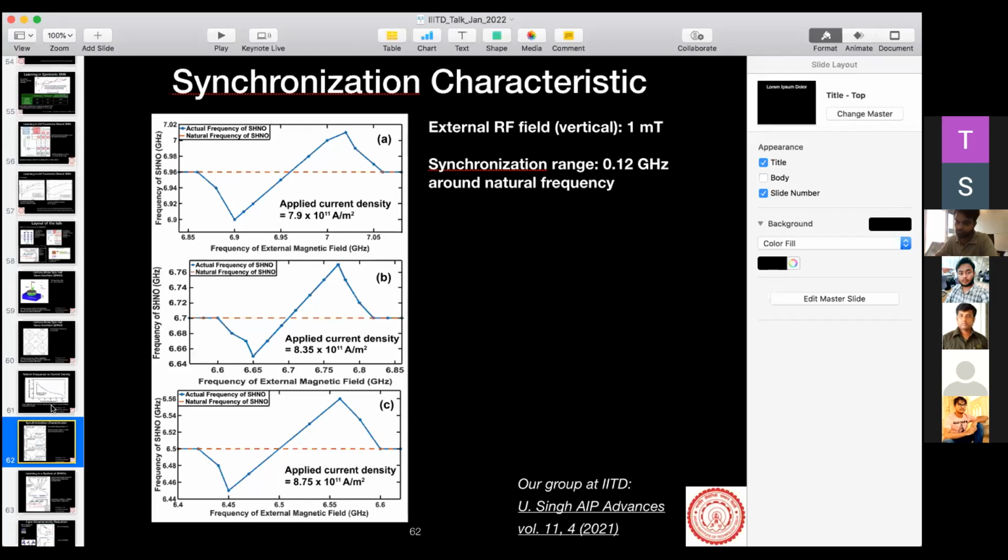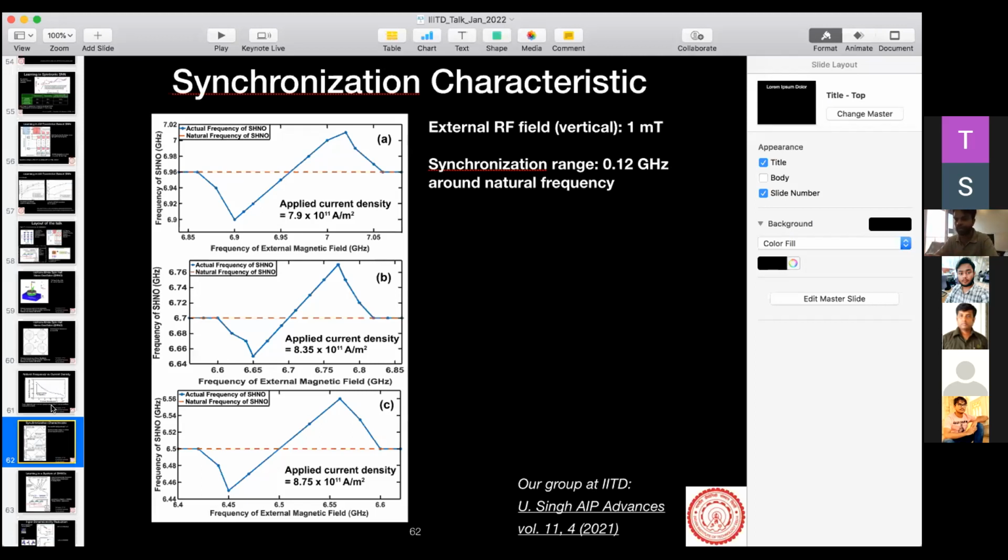Interference between different frequencies. Right. So what we typically see is that if this external field, say small f, the external frequency, is very different from capital F, it fails to interfere. The auto oscillator keeps oscillating at its frequency capital F.